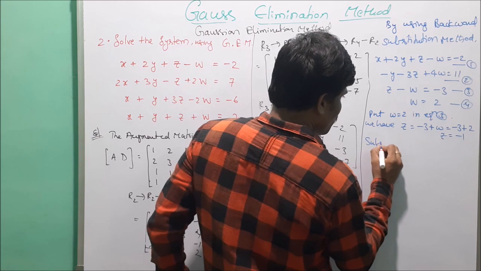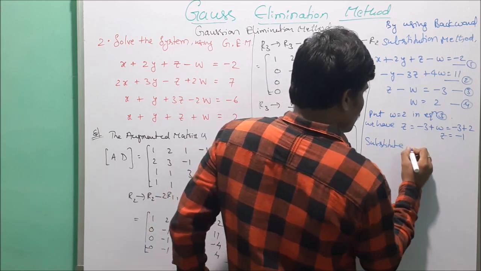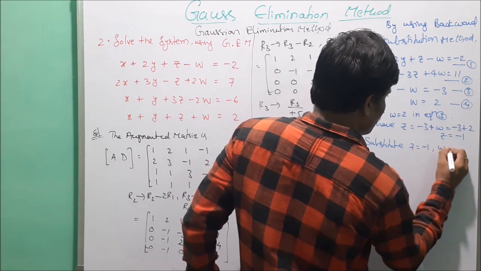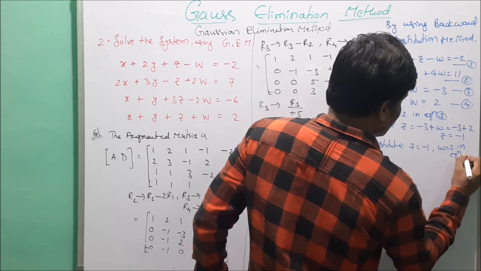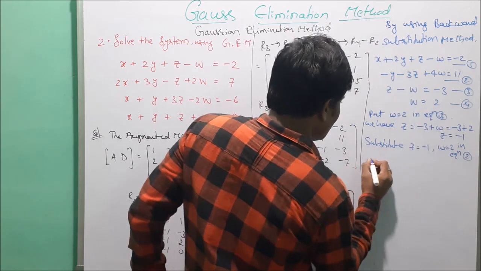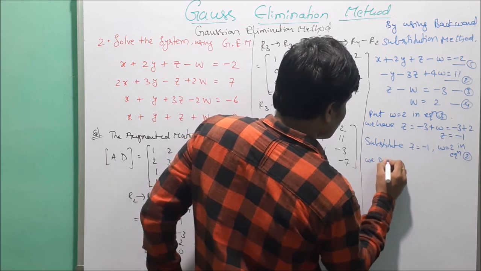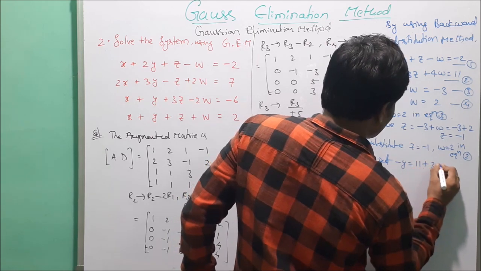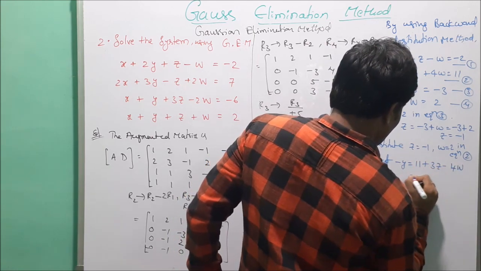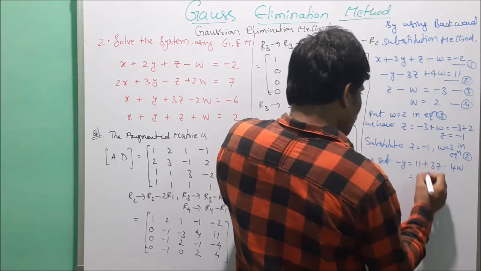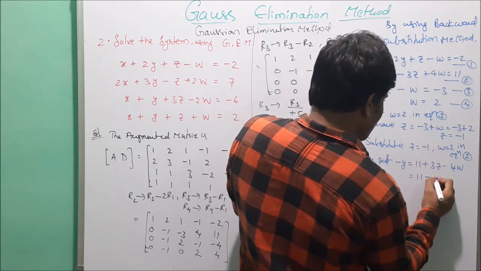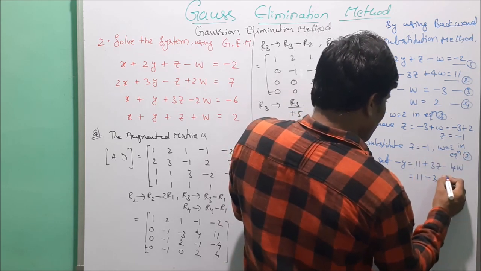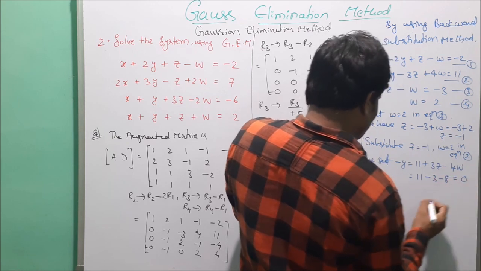Similarly, substitute z equals minus 1, w equals 2 in equation 2. Here we get minus y equals 11 plus 3z minus 4w. Here 11 plus 3 into z, 3 into minus 1, minus 3, minus 4 into 2, minus 8. So 11 minus 11, this is 0.